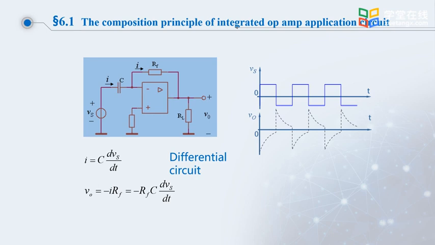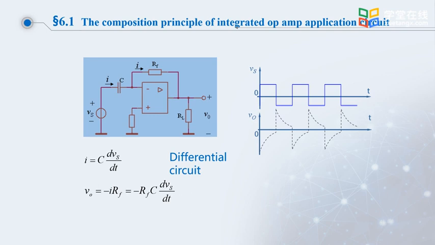So what does VO equal? VO minus the voltage at the inverting input, which is 0, is equal to negative I times RF. Then this I is C times the differential of Vs with respect to time. We can substitute it in. So VO is equal to negative RF multiplied by C and multiplied by the differential of Vs.